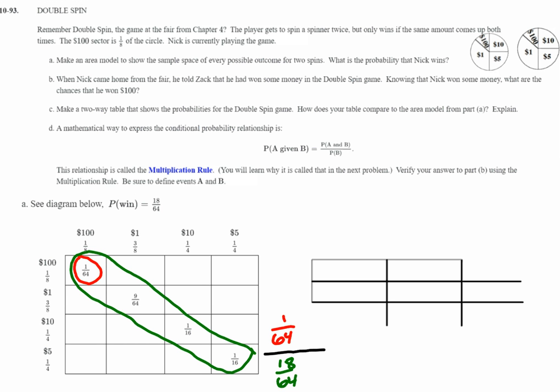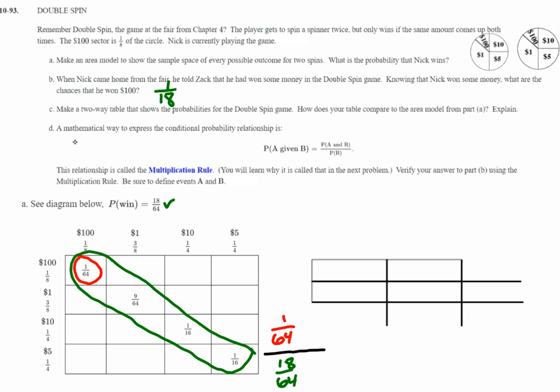So conditional probability, we're going to circle what our condition is. The diagonals where he won. To get $100, it would be 1 out of 64. So 1 out of 64 divided by the 18 out of 64 chance of winning, which we got in part A. Dividing fractions, just flip and multiply. So the 64 is reduced. The probability that he actually won the 100 is 1 out of 18, given that he actually won some money.